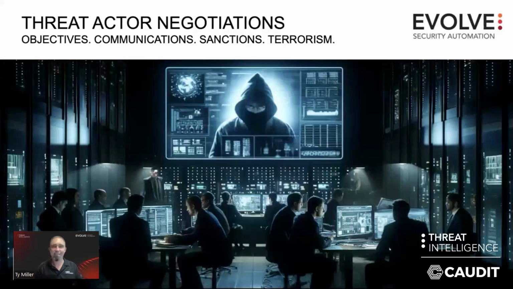Okay, so threat actor negotiations. There are a few objectives for threat actor negotiations. The first is delaying the threat actor.